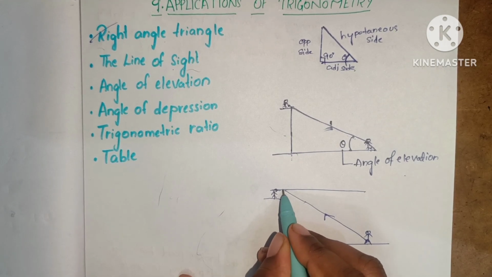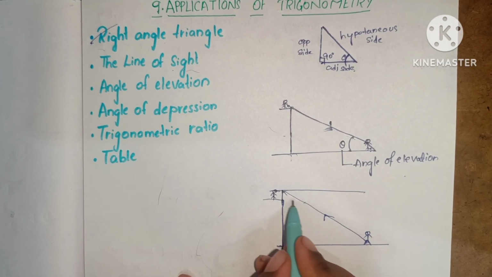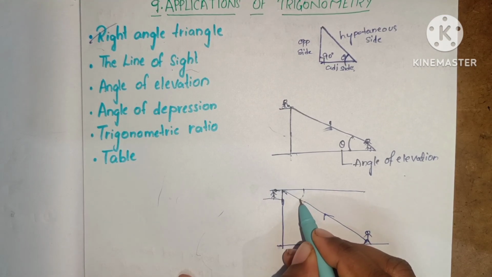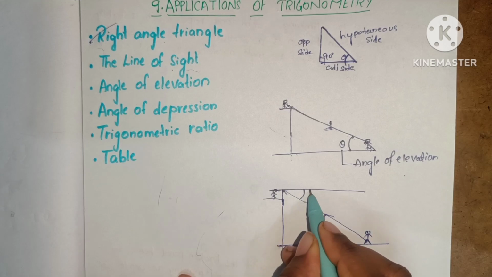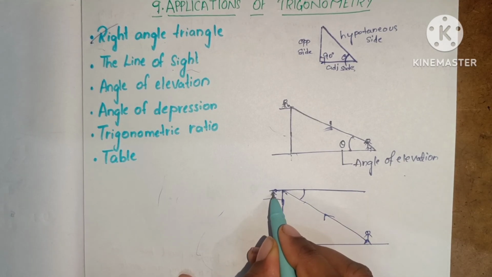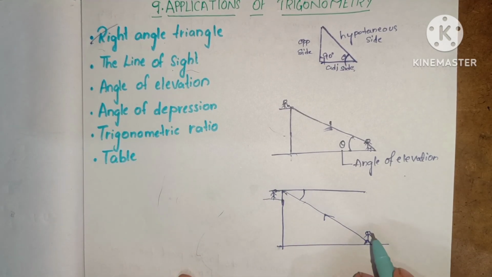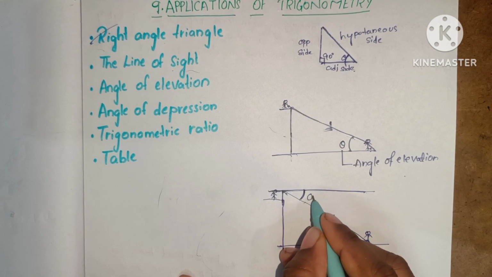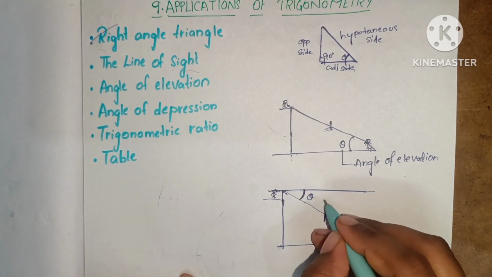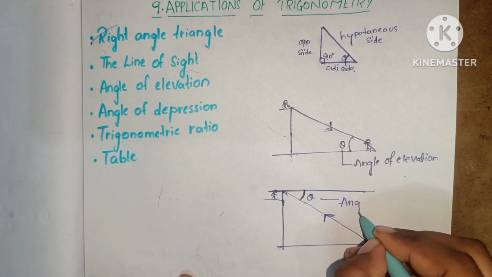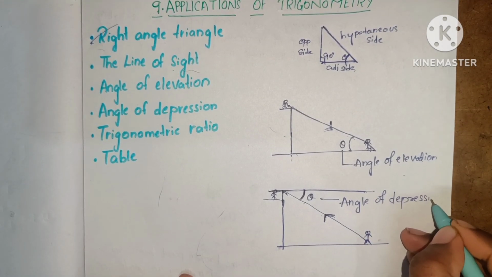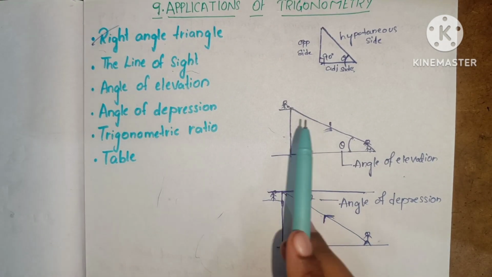First I draw a horizontal line from where the observer was seeing. Between that horizontal line from the observer's eye and the line of sight, one angle is created. That angle is theta. That theta is the angle of depression. So the angle between the horizontal line at the observer's eye and the line of sight is the angle of depression.